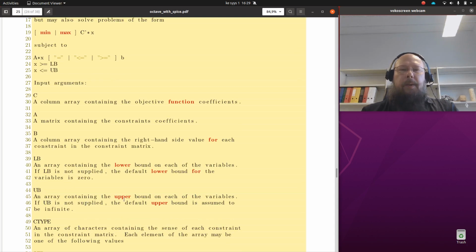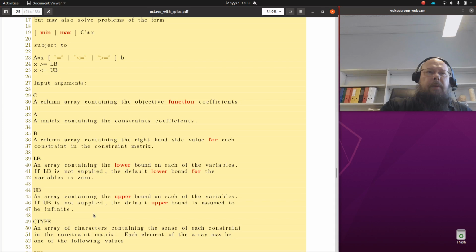If UB is not supplied, then the default upper bounds are assumed to be infinite, which is a typical upper bound. If there are no upper bounds, then the upper bounds are infinite, and this is almost always our case, since we don't require that x's have to be bounded, or we don't use it. We could use that also. In some cases, it's useful, but usually I don't care about that kind of modeling. Okay, but we still haven't found out how to make this equality into upper bounds.